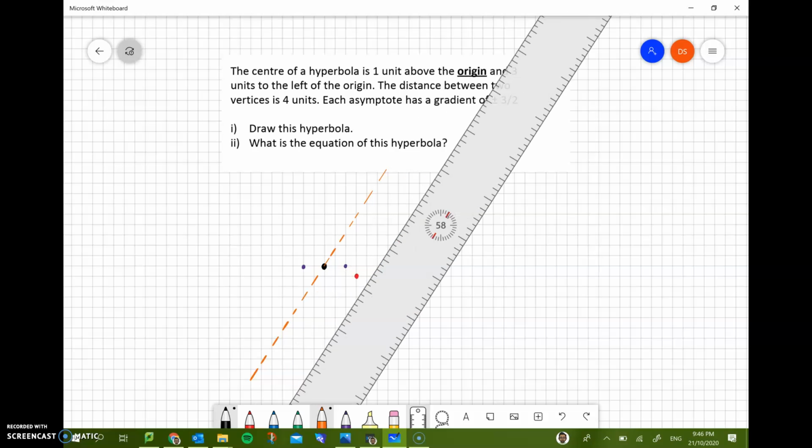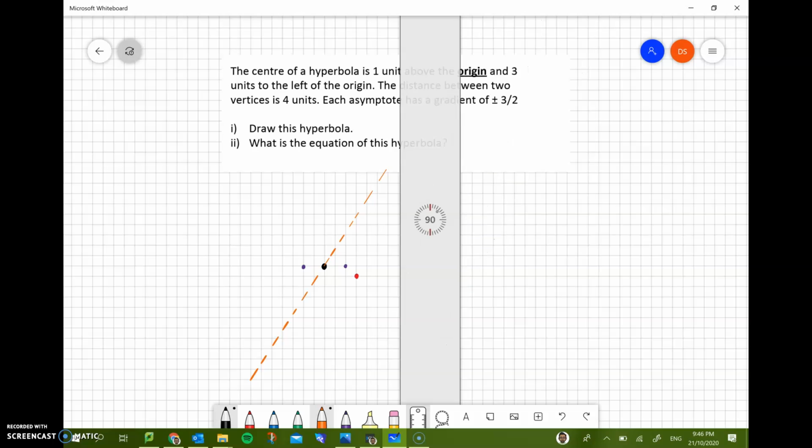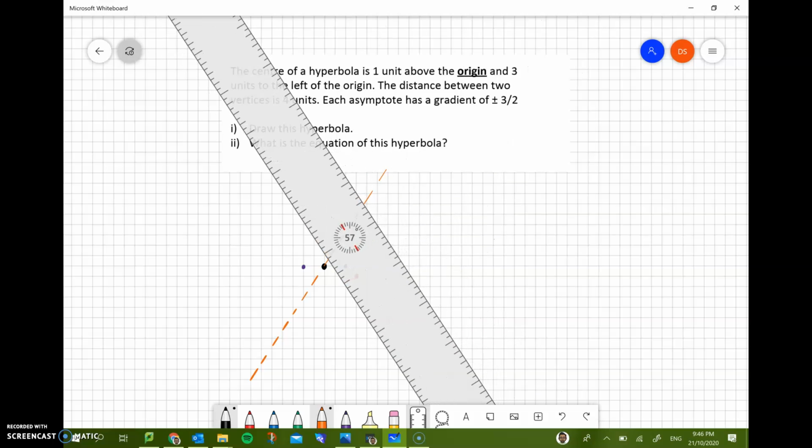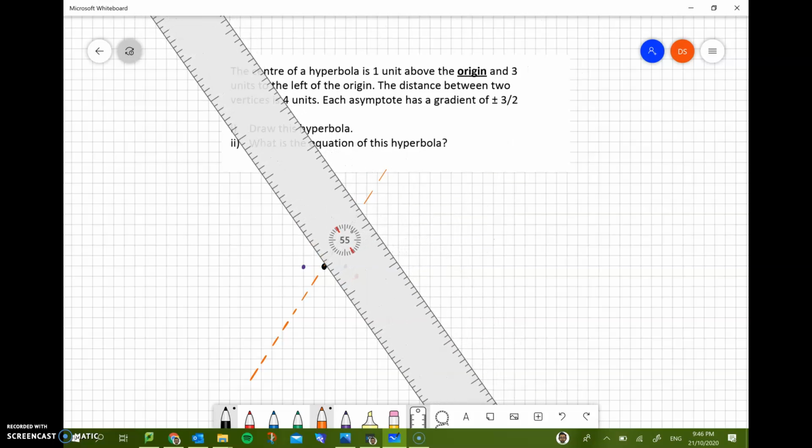And then I'm going to do the same thing, but this time negative 3 over 2. So up or down 3 across 2. And once again, a dashed line because it's an asymptote.